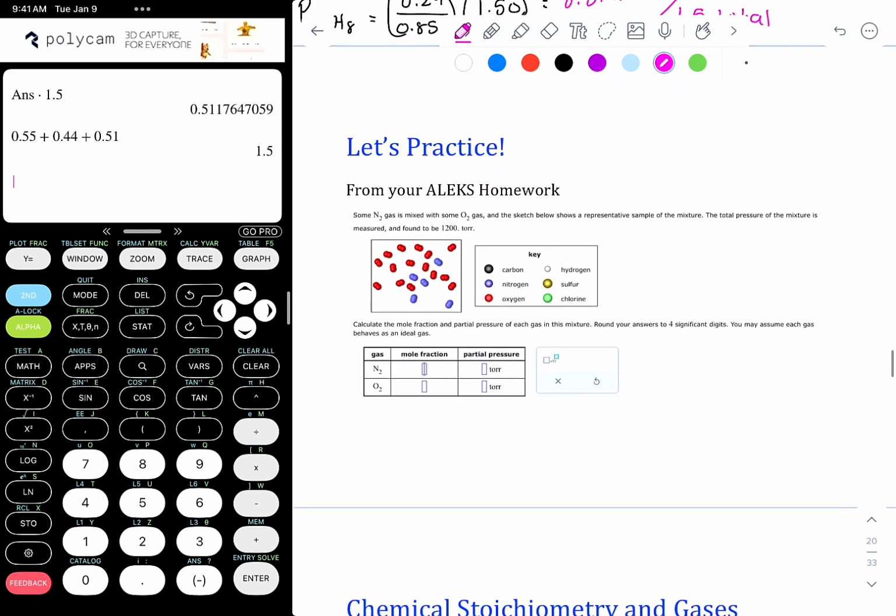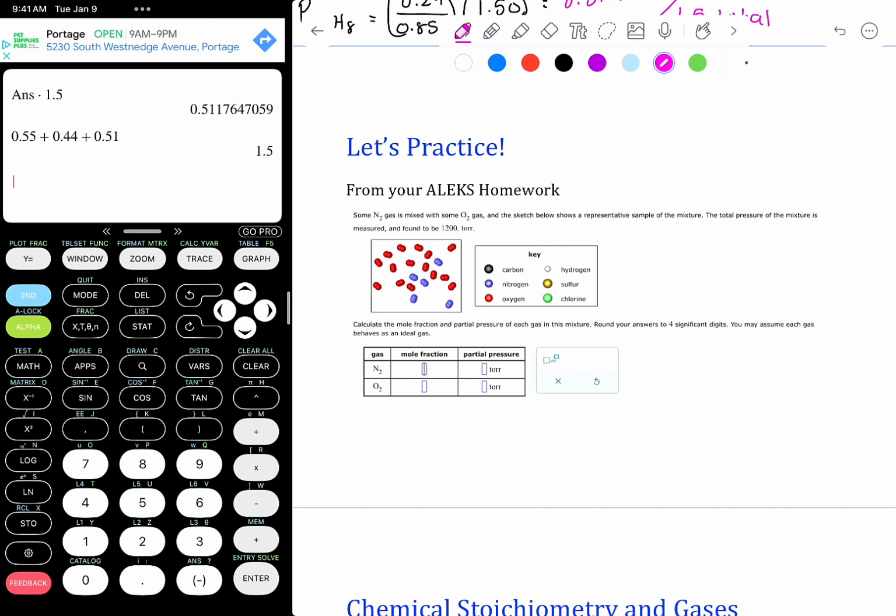Here's one from your ALEKS homework. N2 gas is mixed with oxygen gas, and the sketch below shows a representation sample of the mixture. The total pressure of the mixture is measured and found to be 1200 torr. Calculate the mole fraction and the partial pressure of each gas in this mixture and round your answers to 4 significant figures.